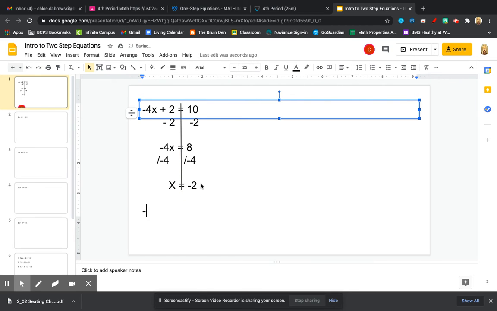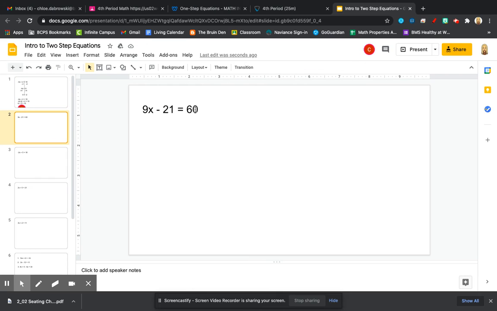We could also still do our check step. So we had 4x equals 10. Plug negative 2 in for x. Negative 4 times negative 2 is 8, plus 2 does in fact equal 10. We solved that correctly. So let's do the same thing here.